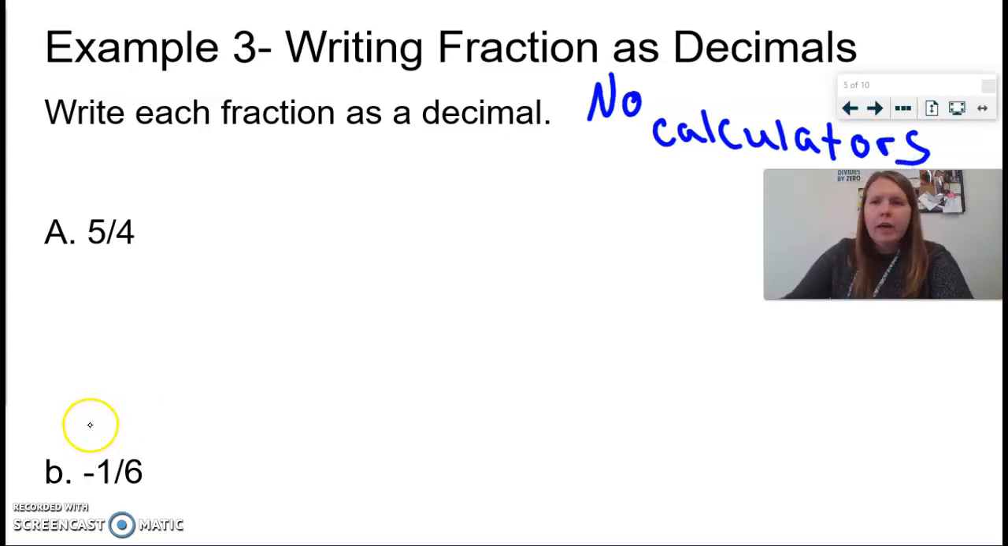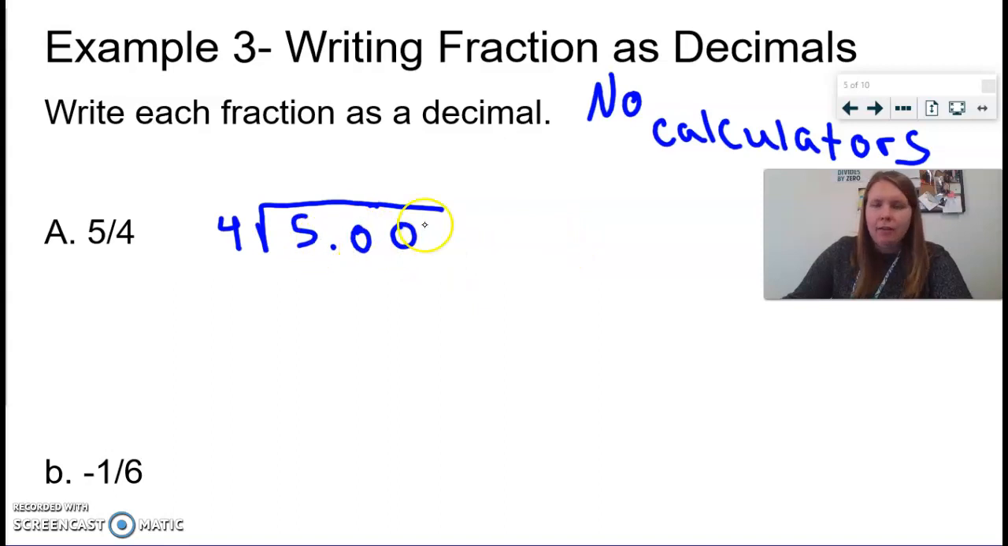And so I'm going to set this up as a long division because really it's saying 5 divided by 4. So that means I'm going to have 5 in the center, 4 out here. And we're going to add some decimal places after the 5 because in theory I can add as many zeros past 5 as I would like as long as I've got this decimal place. It's still going to mean the same thing. So let's see how far we can get with dividing.